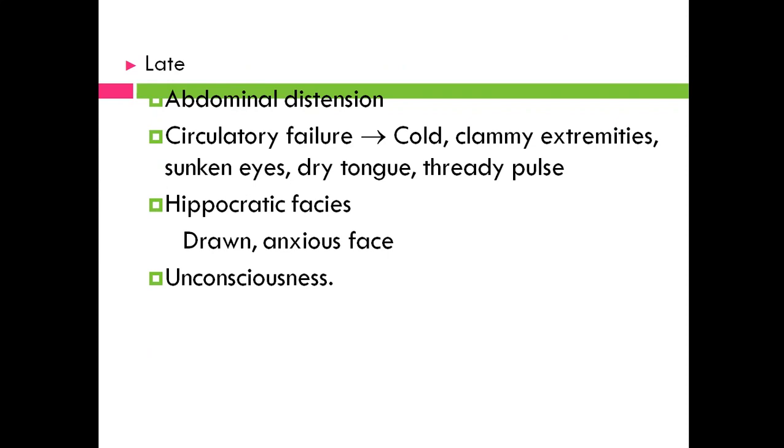more fluid loss into the third space, producing hypovolemia, leading to cold, clammy extremities, sunken eyes, dry tongue, dry skin, loss of turgor, and steady pulse, leading to circulatory failure. The classical facies described in peritonitis is the Hippocratic facies, where the patient is withdrawn or might have an anxious face. And in severe cases of sepsis, the patient may go into altered sensorium and even unconsciousness.